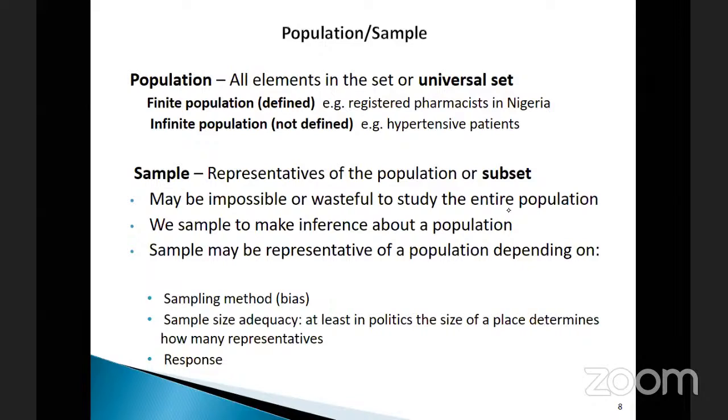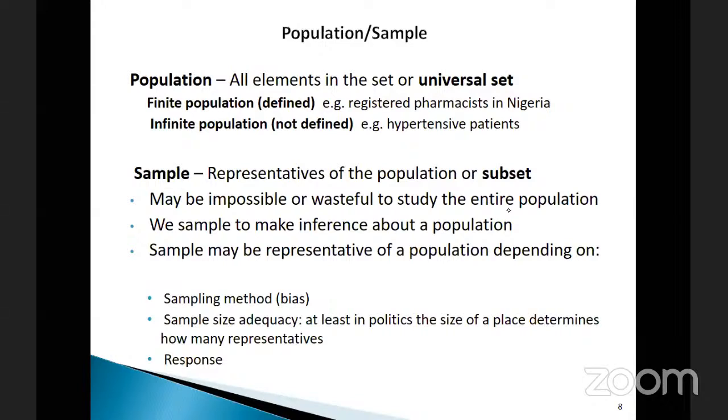The population may also be infinite or not defined. Example, hypertensive patients. So if you are carrying out a study on hypertensive patients, you go to a hospital and check patients whose prescription bear antihypertensive medications, or those who are diagnosed to be hypertensive. They don't represent all patients who have hypertension, even in the city. Because, I mean, some people have hypertension, they don't know they have hypertension.